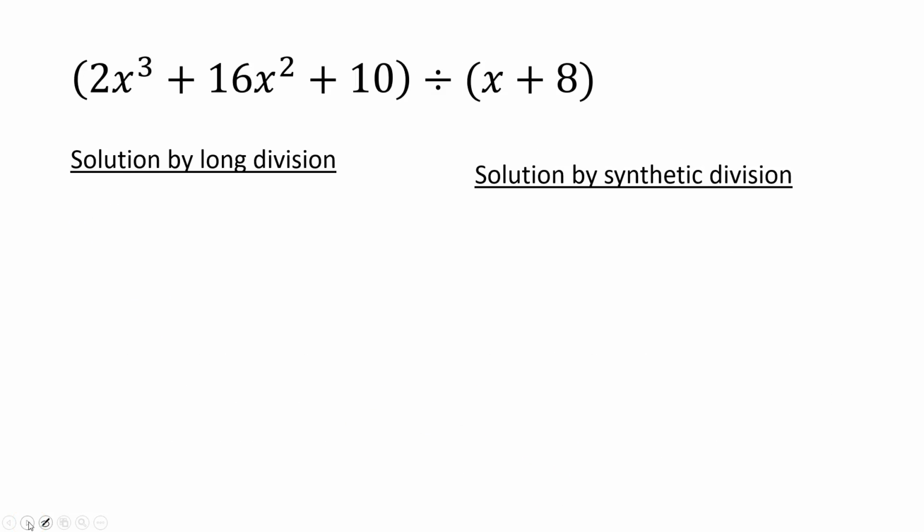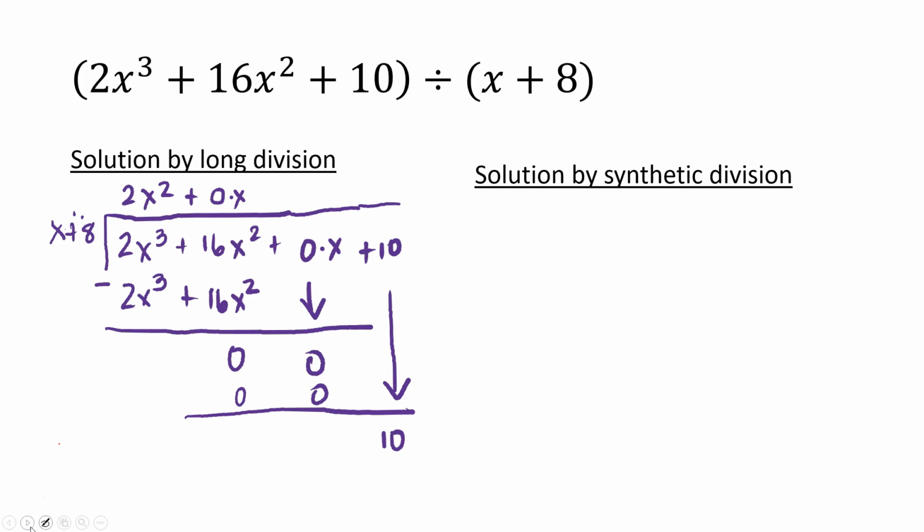Now let's go to polynomials. Let's divide the polynomial 2x cubed plus 16x squared plus 10 by x plus 8. Notice that the power term x to the 1 is missing. So the solution by long division is this. Note that I replaced the x to the 1 term by 0.